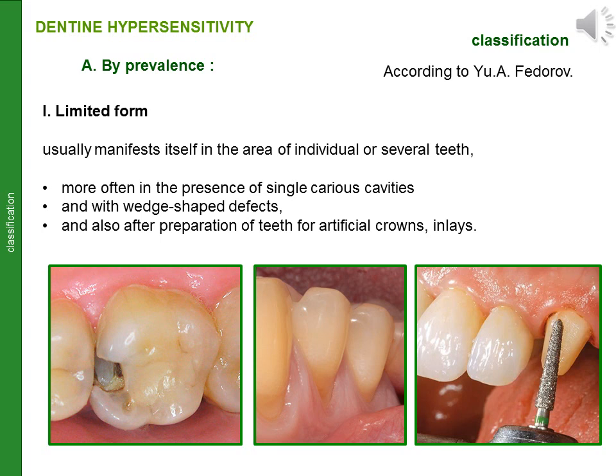Group A, by relevance. First one, limited form, usually manifests itself in the area of individual or several teeth, more often in the presence of single carious cavities, with wedge-shaped defects, and also after preparation of teeth for artificial crowns and inlays.